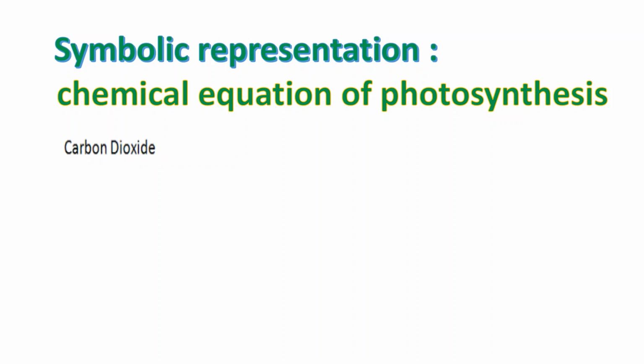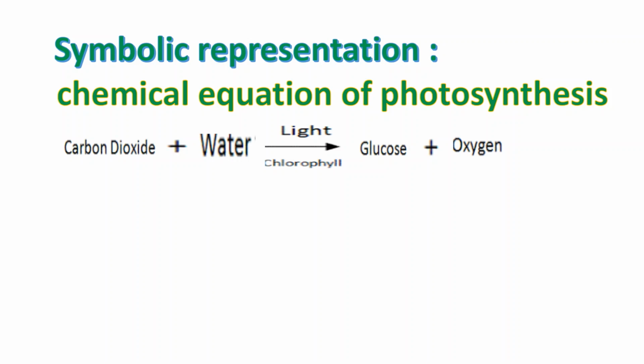Chemical equation of photosynthesis. In word form, it is written as carbon dioxide plus water, in the presence of light and chlorophyll, produce glucose and oxygen. Carbon dioxide is written as CO2, water as H2O, glucose as C6H12O6 and oxygen as O2. For balancing, it is written as 6CO2 plus 6H2O, in the presence of light and chlorophyll, produce C6H12O6 plus 6O2.